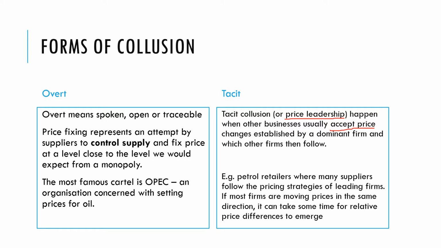A good example here might be in the petrol industry. In the petrol retailers, we have many suppliers who follow the pricing strategies of the leading firms. So if most firms are moving prices in the same direction, it can take some time for any differences to emerge. We might say that BP is the price leader in the market, and if I've got a small independent petrol retailer, I'm effectively just following their price. We're not talking to each other, but I'm colluding with you, tacitly.